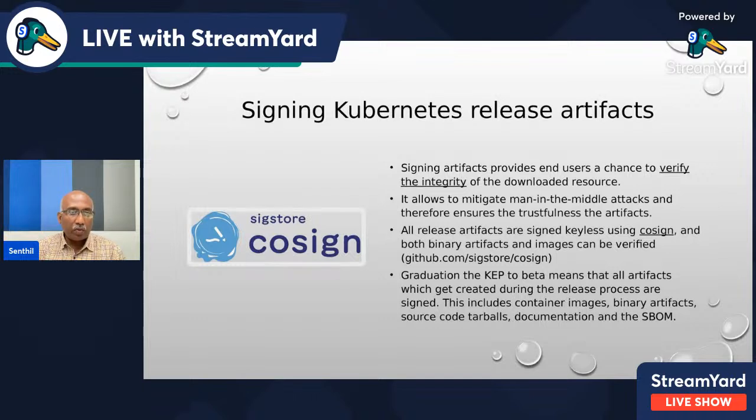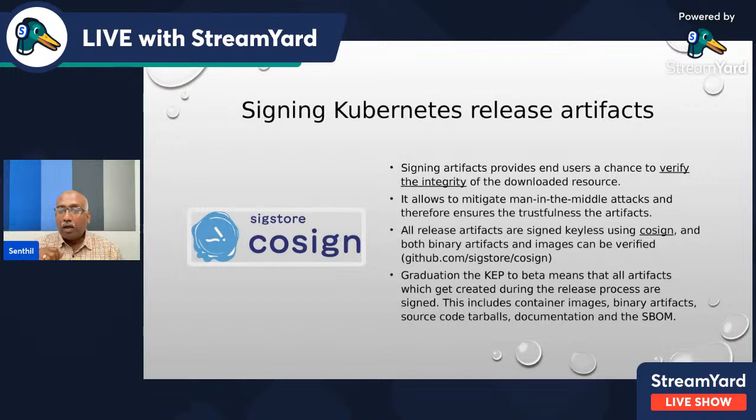So cosign is a tool that is developed as part of the Sigstore project. You can look up the Sigstore project in GitHub. This is again a Linux Foundation project, and cosign is a tool that is used by the Kubernetes release team in order to sign the various release artifacts.